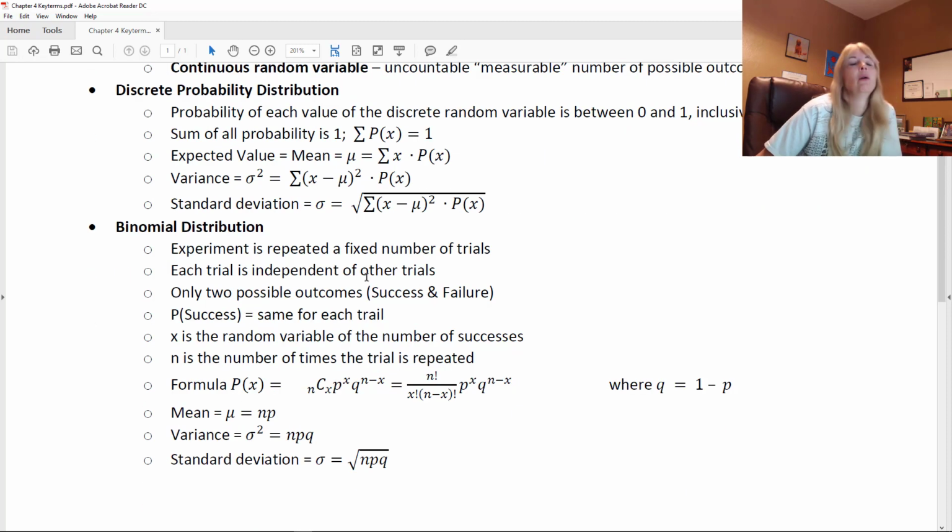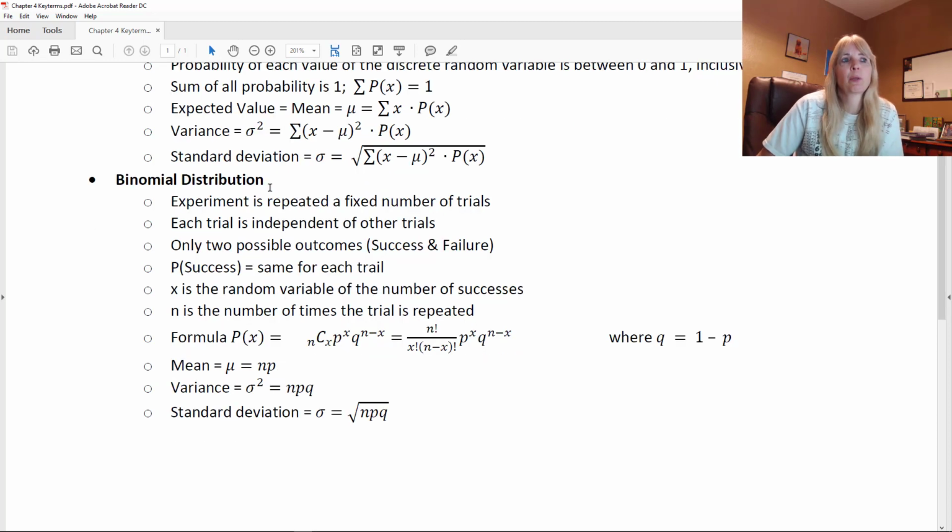Then the binomial is the only actual discrete probability distribution that we're going to study besides just a normal discrete. In this distribution, an experiment is repeated a fixed number of trials. Each trial is independent of the others, meaning what you do in one trial is not going to affect the other. There are only 2 possible outcomes, a success or a failure. I think right away of coin flipping, only 2 outcomes, right?